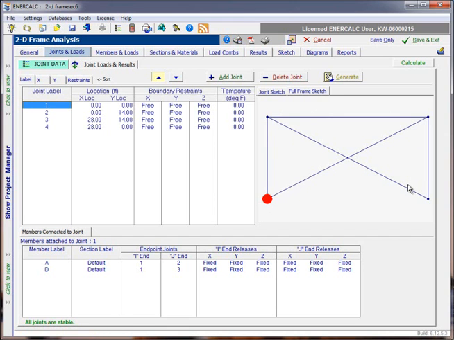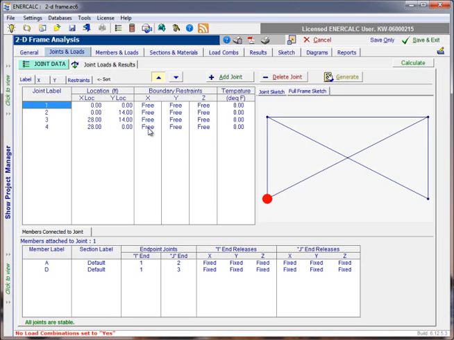Now what we'll do is we'll start here on the Joints and Loads tab, Joint Data subtab, and the first thing that we're going to do is we're going to establish our boundary restraints. These are our support conditions.